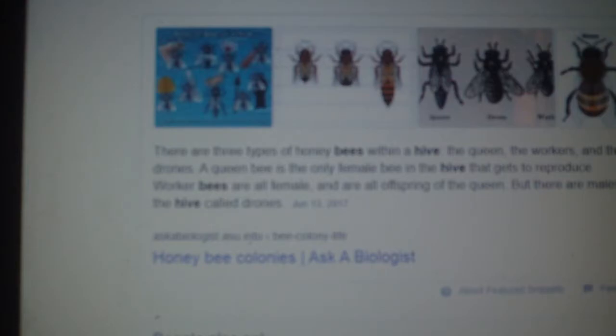Okay, so I'll read a bit about the bee. There are 3 types of honeybees within a hive: the queen, the workers, and the drones. The queen bee is the only female bee in the hive that gets to reproduce. Worker bees are all female and are all offspring of the queen, but there are males in the hive called drones. Okay, so we've got 3 different types.